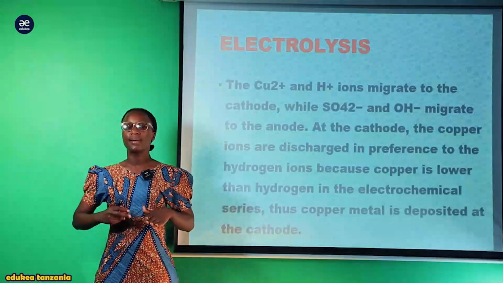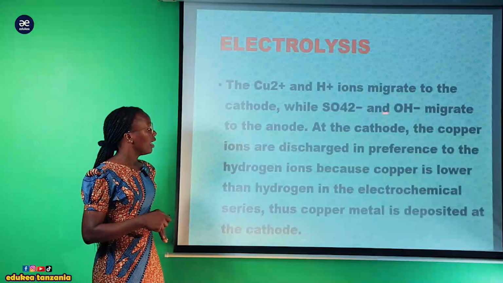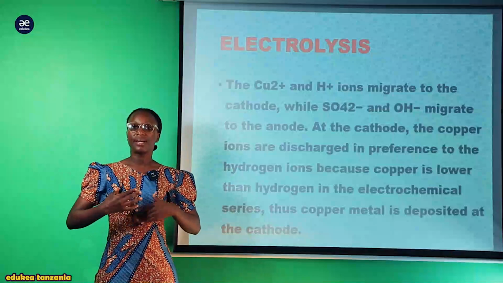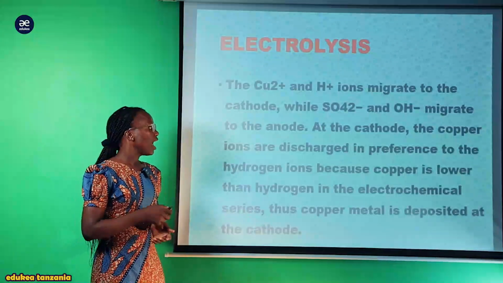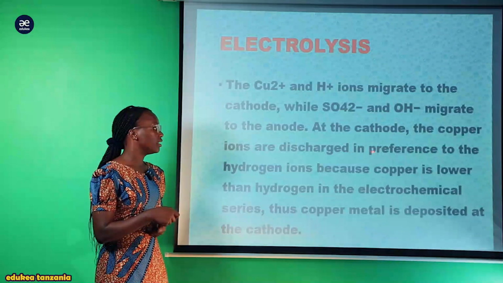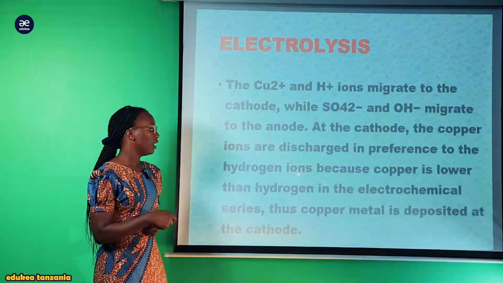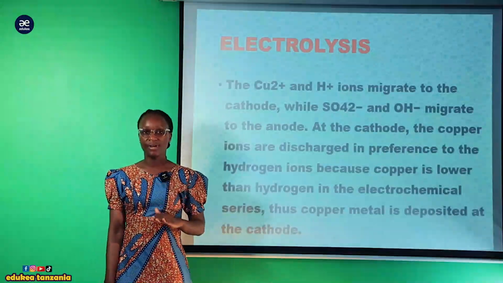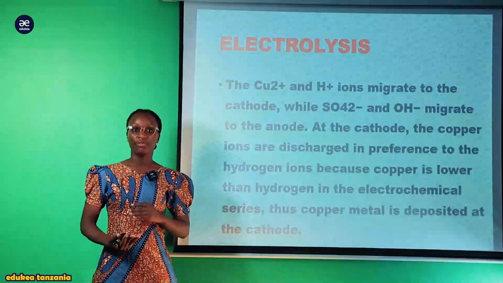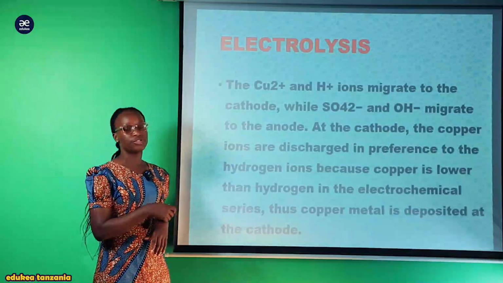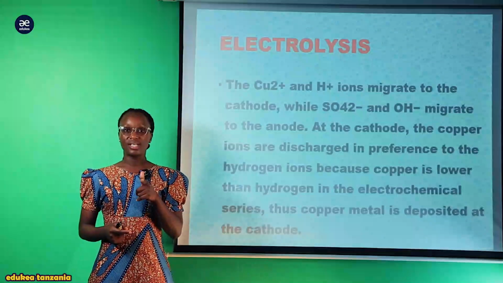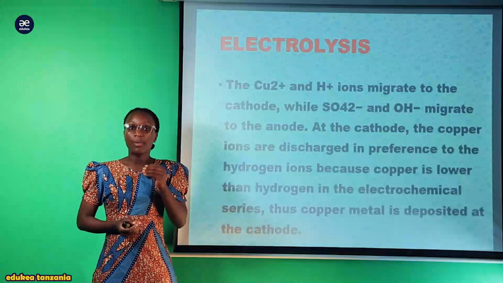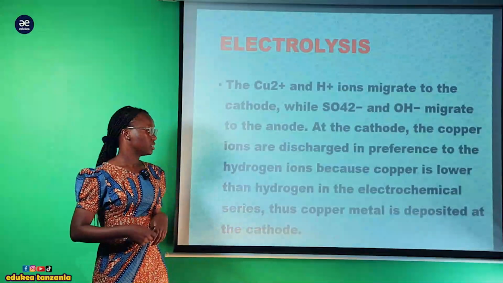mean that the copper and the hydrogen ions migrate to the cathode, kwamba hizi zita migrate to the cathode, lakini sulfate ions and the hydroxyl ion migrate to the anode, zenyewe hizi zita migrate kwenda kwenye anode. At the cathode, the copper ions are discharged in preference to the hydrogen ions, because copper is lower than hydrogen in the electrochemical series. Hapa ndo tunakuja kuangalia sasa factor ya electrochemical series katika discharge of ions, kwamba tumeona tuna copper na hydrogen, lakini copper atakuwa na kipaumbele cha kudischarge kuliko hydrogen, simply kwa sababu mwenyewe yupo lower in the electrochemical series.